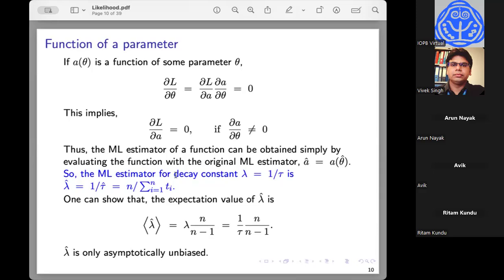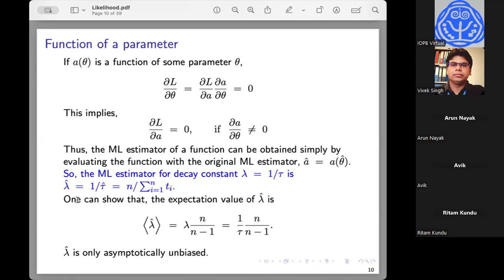Since we knew the estimator for tau, which is tau hat, now if we want to calculate the estimator for the decay constant, which is the inverse of the lifetime, 1/tau, then we can simply write the estimator lambda hat is 1/tau hat.